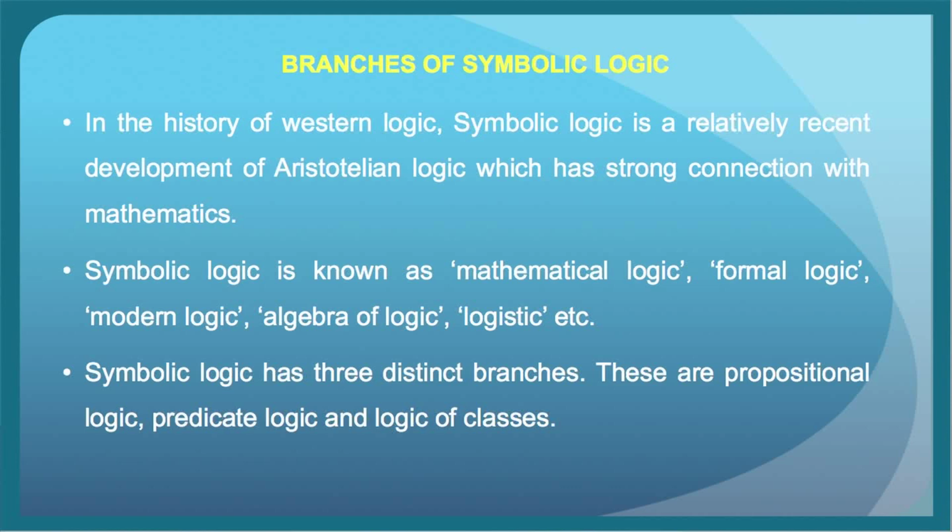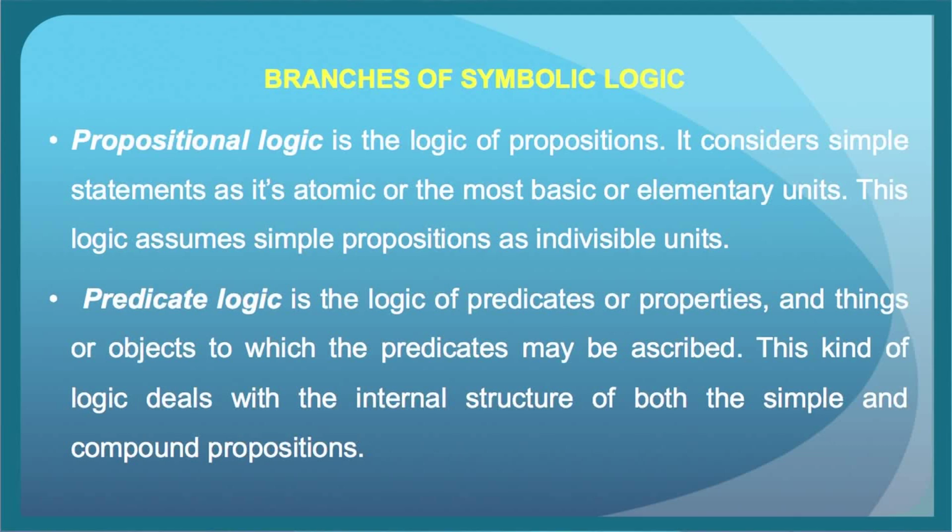Now, Symbolic Logic has different types of branches. They are Predicate Logic, Propositional Logic, and Logic of Classes. In this unit, you will be able to know about Propositional Logic and Predicate Logic. Now, what is Propositional Logic? Propositional Logic is the logic of propositions. It considers simple statements as its atomic or the most basic or elementary units. The logic assumes simple propositions as individual units.